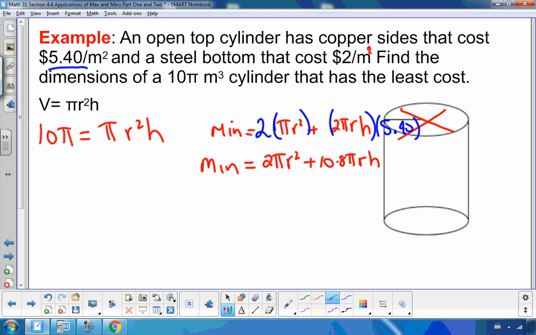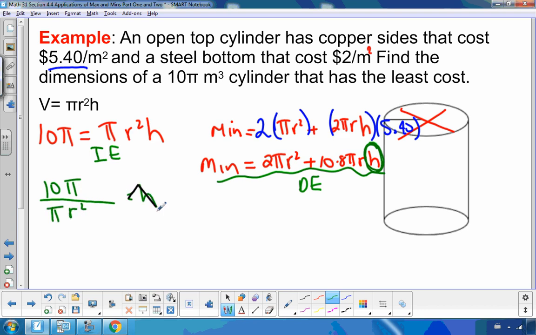Remember I said that the equation that has a minimum is your derivative equation, and the equation that doesn't have a minimum is your isolating equation. This derivative equation is only allowed one variable. Both parts have r's, but there's this h here, and that's a problem. So I'm going to use my isolating formula to get h by itself and substitute that into my derivative equation. I divide both sides by πr² to get height by itself. I can cancel my π's, and I have 10 over r² equals h.